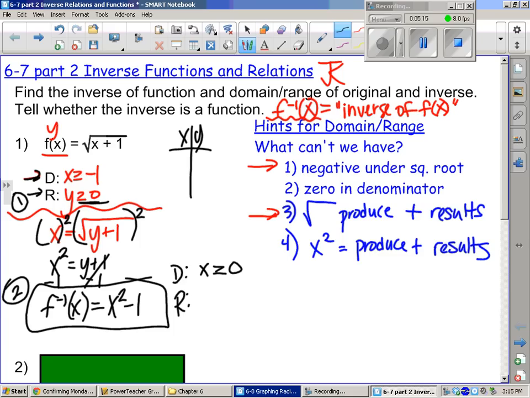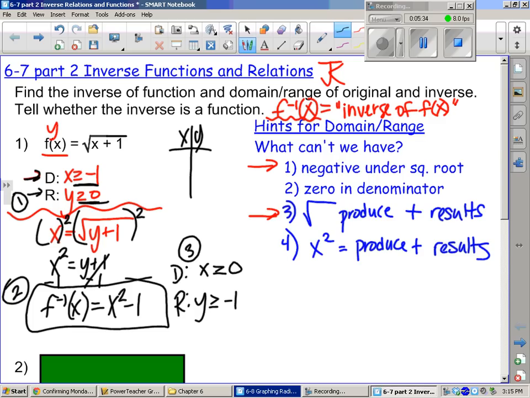But domain is always x. Correct. I'm going to take the x values from my original, greater than or equal to -1. Those are now going to be my range values, and you always use range for y. So x and y stay the same. It's just those number values that are going to switch.